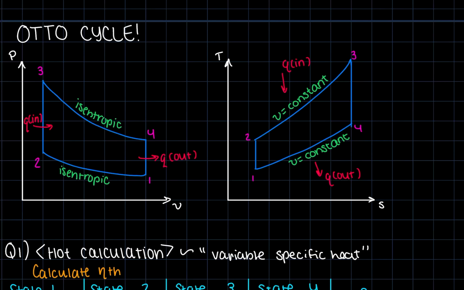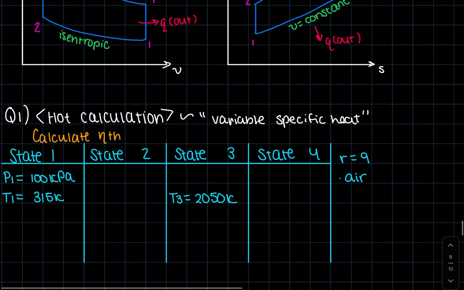Today I'll be talking about the Otto cycle. So in the Otto cycle, states 1 to 2 will be isentropic compression, 2 to 3 will be heat in, 3 to 4 isentropic expansion, and 4 to 1 is heat out.